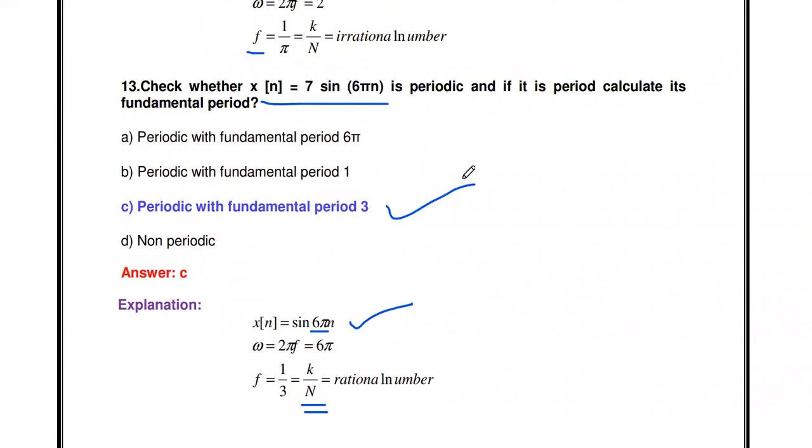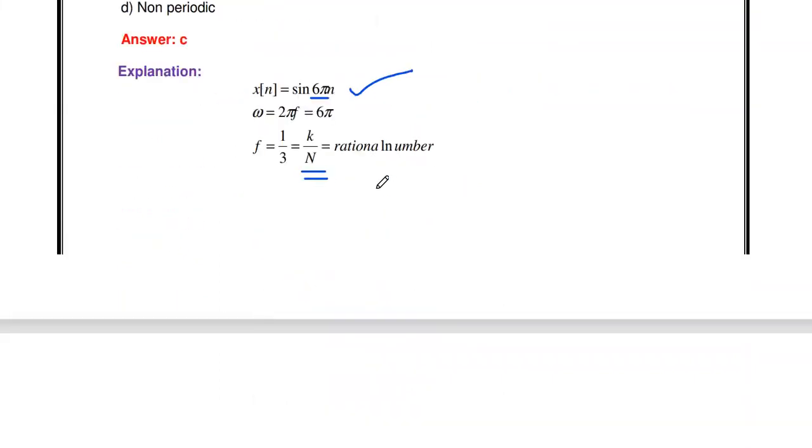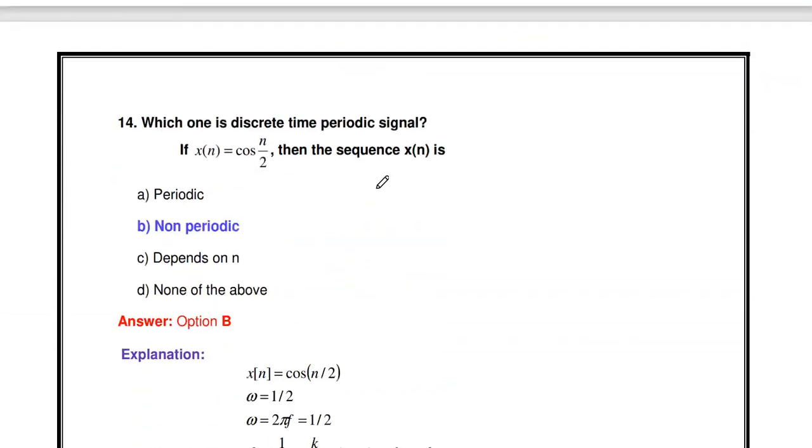This is an important 2 mark problem. In periodic and non-periodic questions, they will ask you to find out whether the given signal is periodic or not. If periodic, find the fundamental period. You just find the f value. If f is a ratio of two integers, it is periodic. If f is not a ratio of two integers, it is non-periodic.